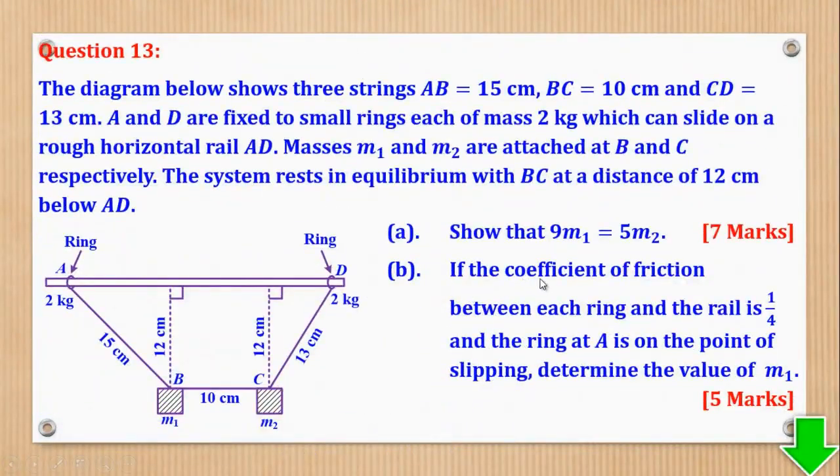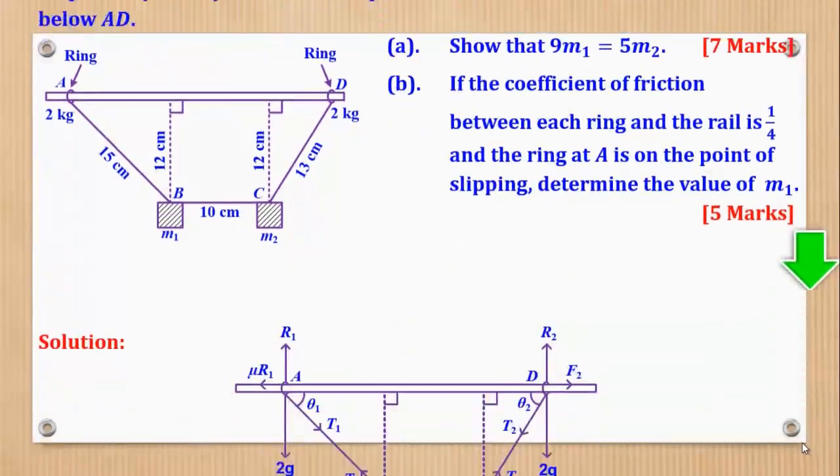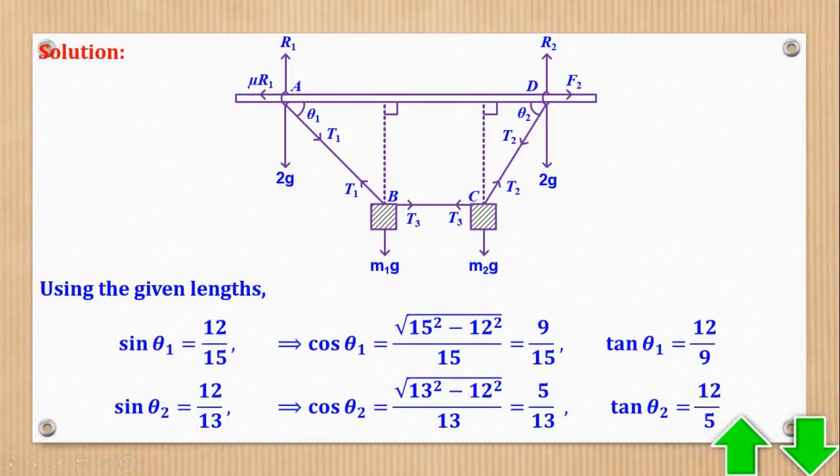Part B, they said if the coefficient of friction between each ring and the rail is a quarter, and the ring at A is on the point of slipping, determine the value of M1. So here it means that we have to resolve. If I resolve vertically, it will be R1 equal to 2G plus this component of T, which is T1 sine theta 1. That is vertically. What about horizontally? Horizontally, there is this one, which will be equal to T1 cos theta 1.